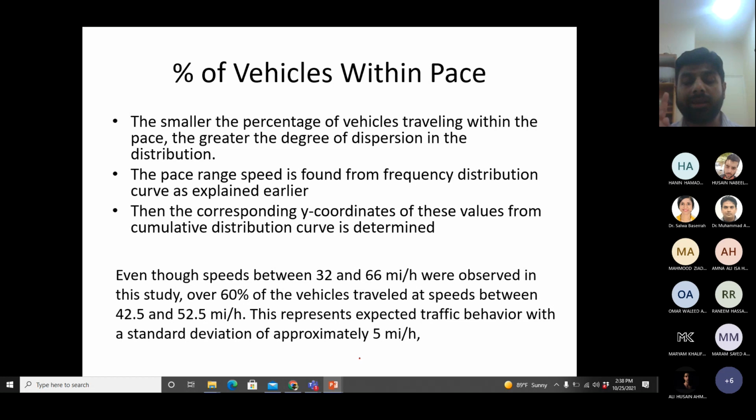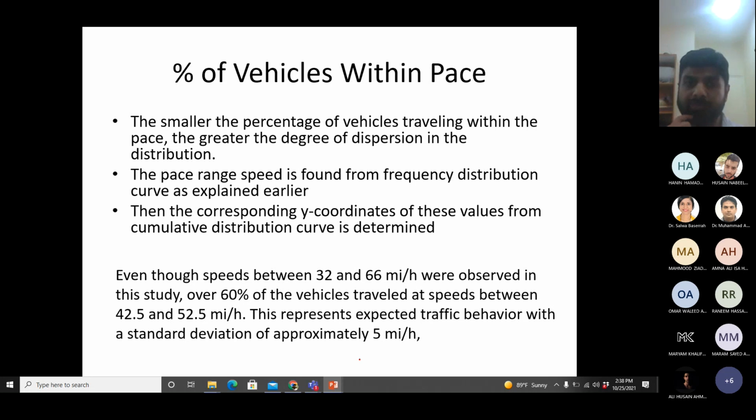Now, related to pace, I've already defined pace, right? It is the 10 miles per hour range which has the highest proportion of drivers. Regarding pace, there are two parameters. One is the range of pace, which I explained earlier. For the example, it was 42.5 to 52.5. That range is considered a measure of central tendency. Now, how many drivers are actually driving in that range is considered a measure of dispersion.